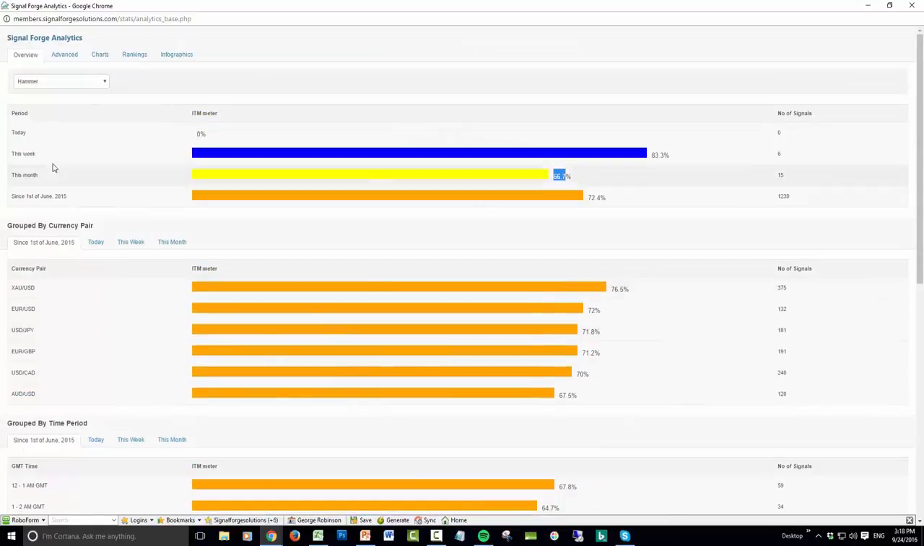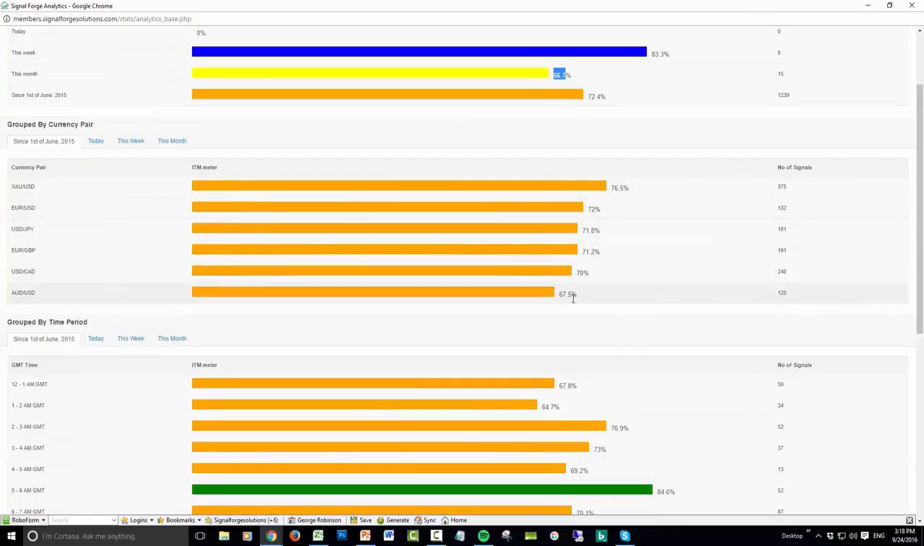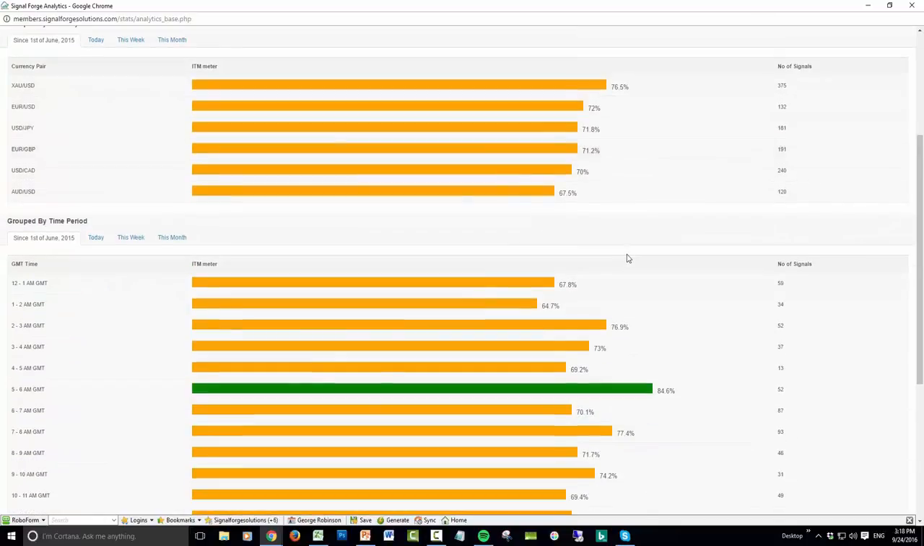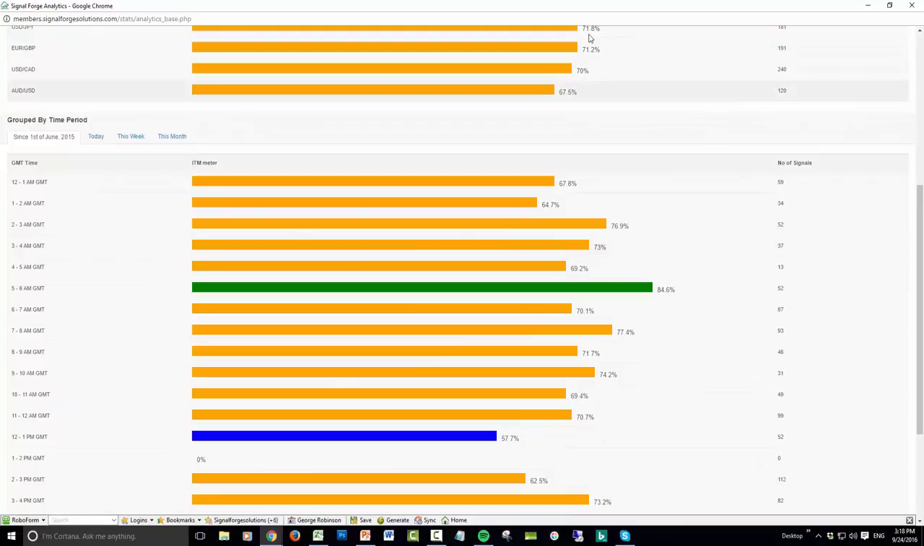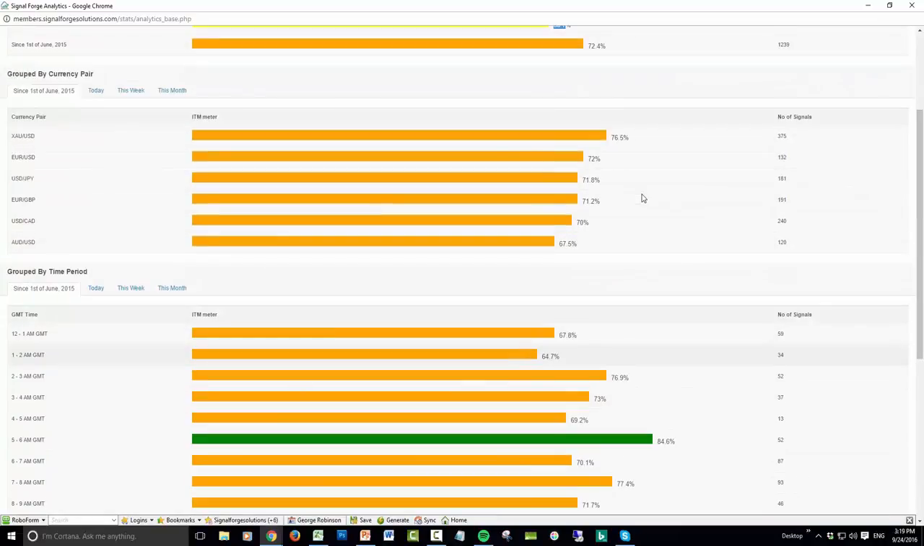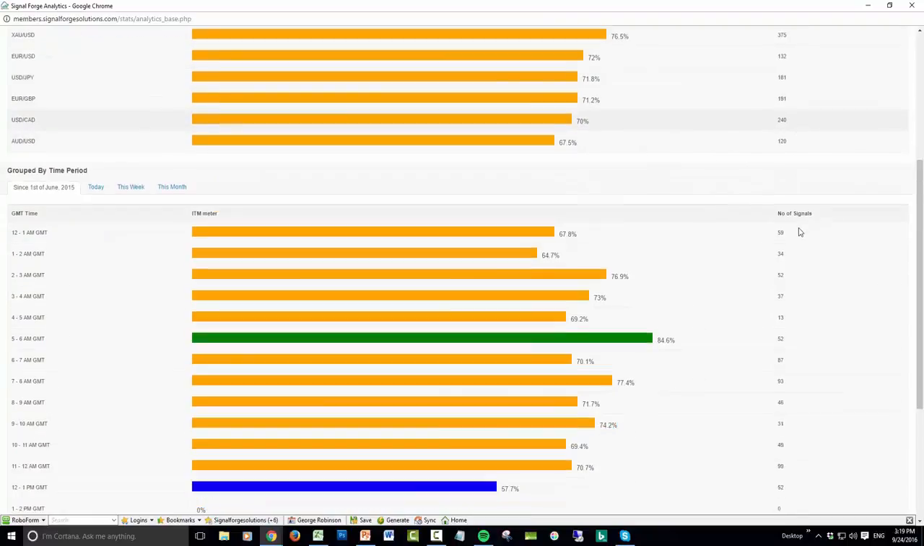So you can see time-wise, then down here by currency pair that it's trading, slightly different results based on the currency pair. Whether that's random or whether that's something that's going to continue on is something that only time will tell. But there's a few trades in there, enough to give a reasonable indication of what's going on.